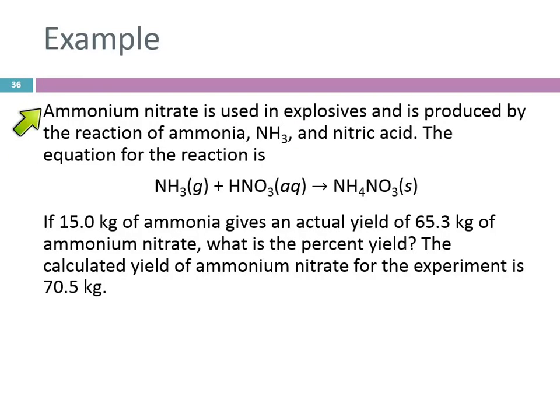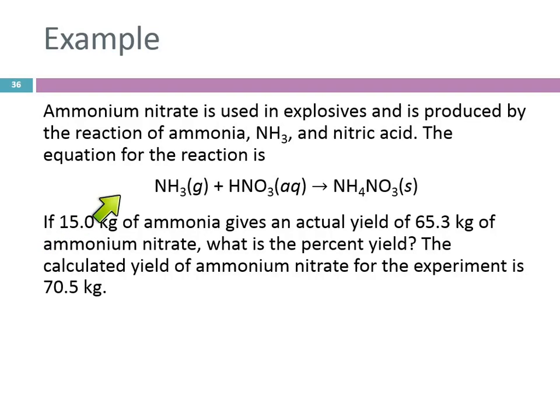Here's another example. Ammonium nitrate is used in explosives and is produced by the reaction of ammonia and nitric acid. Here's the equation for that. If 15 kilograms of ammonia gives an actual yield of 65.3 kilograms of ammonium nitrate, what is the percent yield? The calculated yield of ammonium nitrate for the experiment is 70.5 kilograms. Now, they were really nice in adding that last sentence, because otherwise we'd have to do the stoichiometry and figure it out.